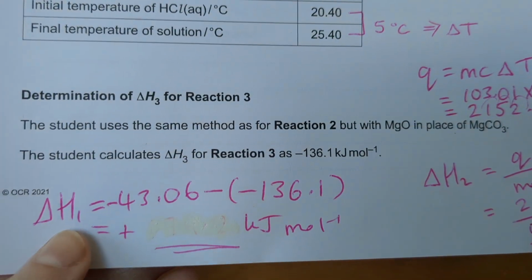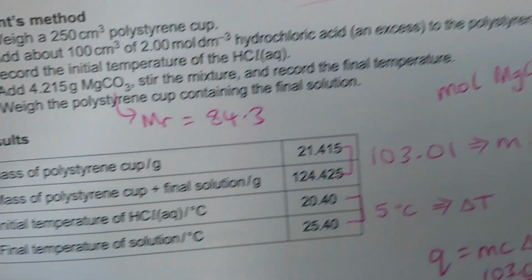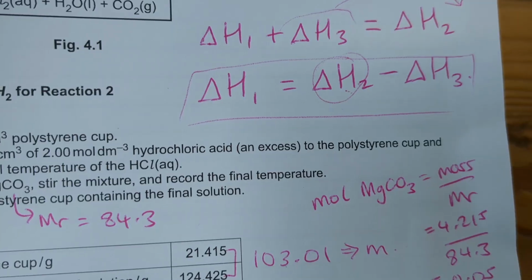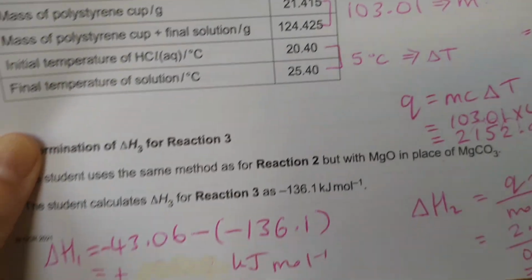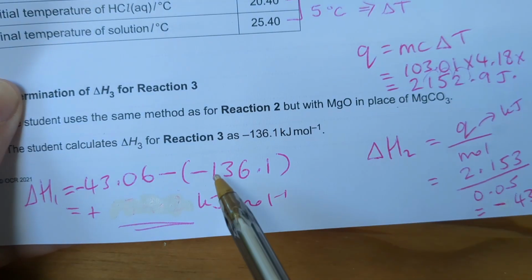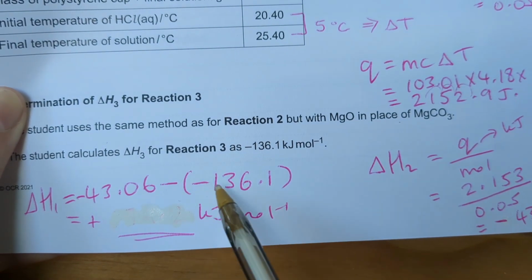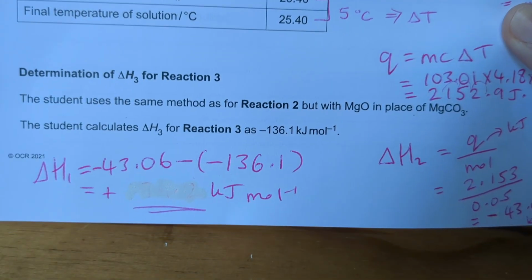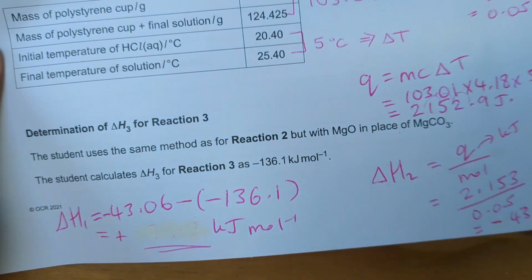So when we come over here then, we can find and calculate delta H1, and we can do that by using our equation that we figured out earlier. So we pop our delta H2 here and we subtract from it delta H3, which is given to us. So it becomes a minus minus, which will give us a plus. Pop that in the calculator and we get 93 kilojoules per mole.